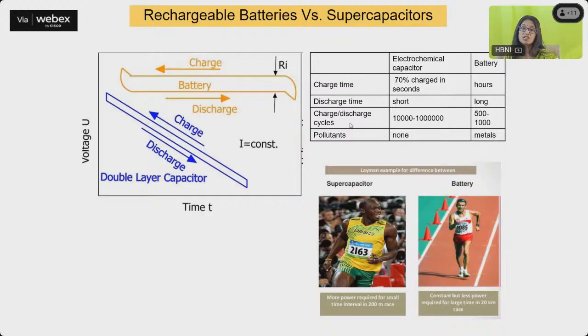Then charge discharge cycles in the case of a supercapacitor extend to almost a million cycles, whereas in the case of a battery, we go up to 2000 to 5000 cycles now for the very good battery packs which are coming in. And if you want a very layman's example, a supercapacitor is like a 100-meter race, the amount of power you put into that race, whereas a battery is more of a marathon. You need a lot of energy and you have to go for a very long time. So that is how you can distinguish it.